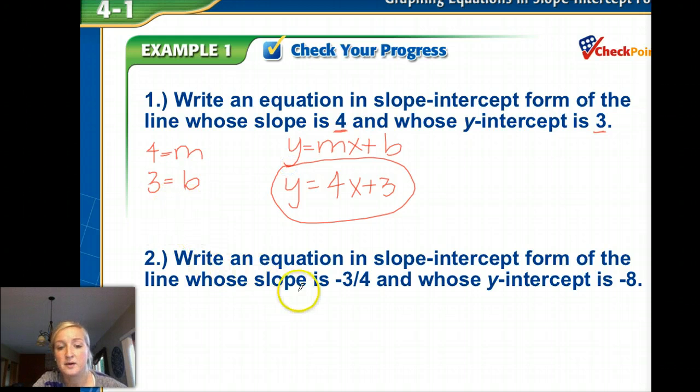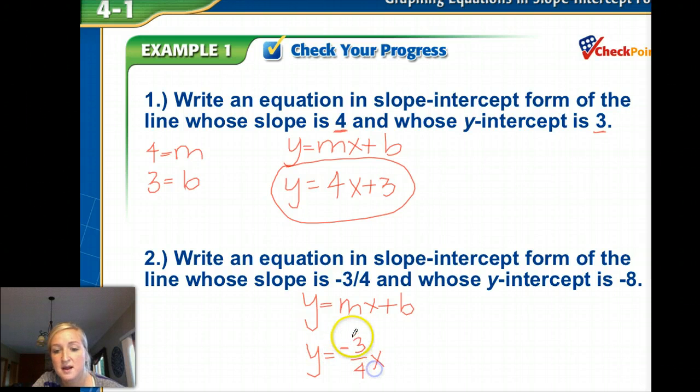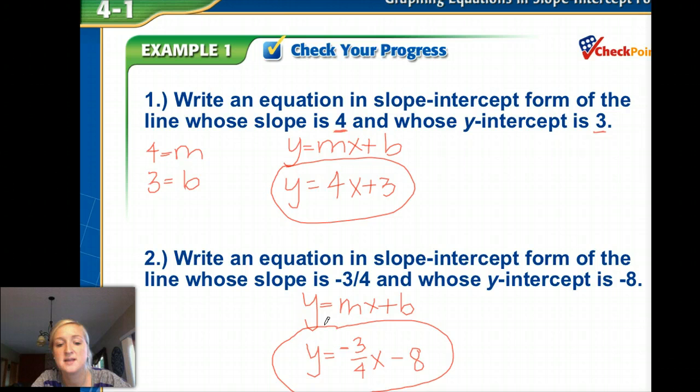And the second one, y equals mx plus b. I'm always going to write the equation out first. And then my second part, my slope now is -3/4 x. And my y-intercept is -8. You could say plus a -8, but remember we are shying away from using the double signs. So your equation should read y equals -3/4 x minus 8.